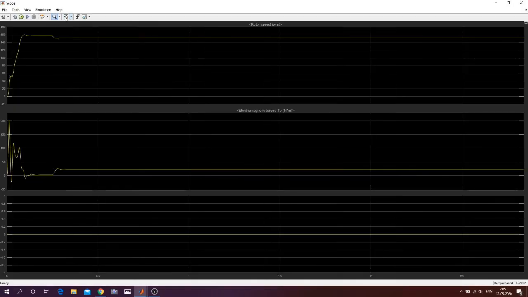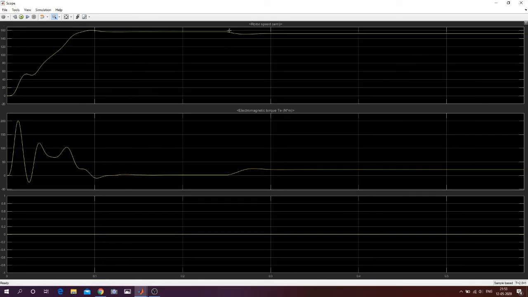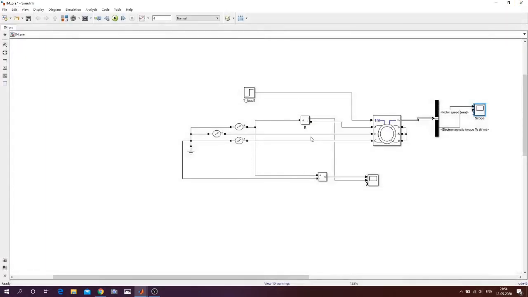Okay, now you see over here, if we analyze this part, at 0.25 a load torque of 20 Newton meter is given. So what has it done? It has reduced the motor speed and it has increased the torque produced by the motor. Okay, so in this way you can play around with this circuit.